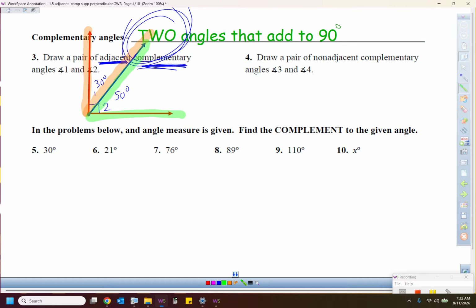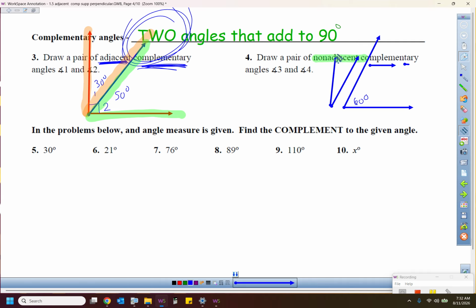Draw a pair of non-adjacent, and that means basically, in our own words, that they're not going to touch each other. They got to add up to be 90, and they got to be called angles 3 and 4. So here we go, right there. I'll do this guy. Let's just say he is 60 degrees right here, and then I got to make my other one. Well, I'm kind of forced to make the other one a certain measure. If this is 60 and they got to add up to be 90 because they're complementary, doesn't this other guy have to be 30 degrees in that case?